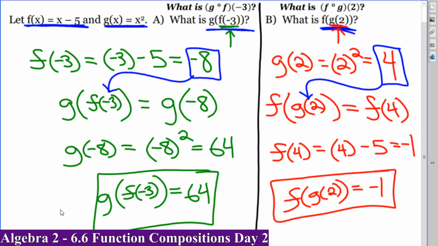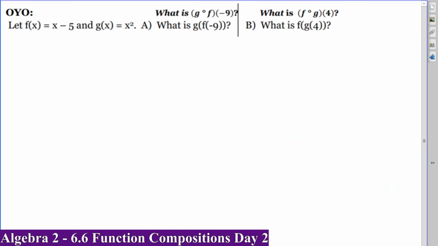Okay? So let's see what happens, right? If we look below, I want you guys to try and do the next two on your own here. You still have f of x is x minus 5, g of x is x squared. Okay, evaluate for part A, g of f of negative 9, and part B, f of g of 4. Okay, pause the video, try those, and then restart it and check your answer.